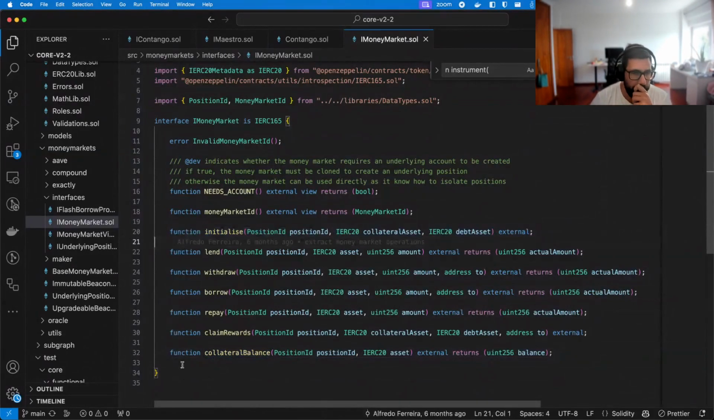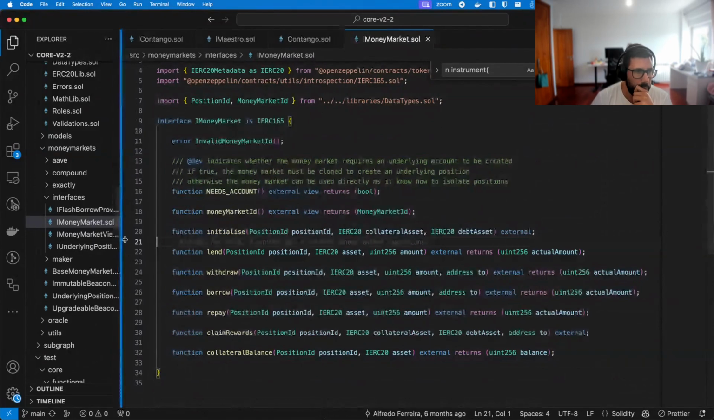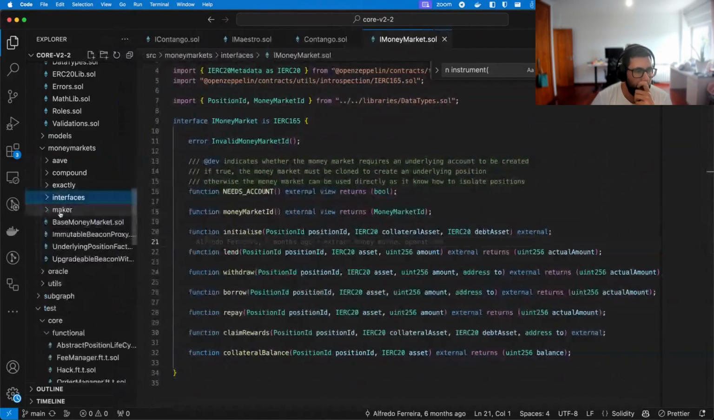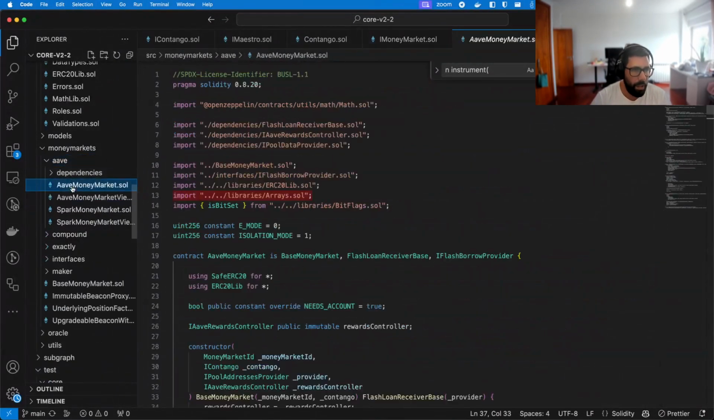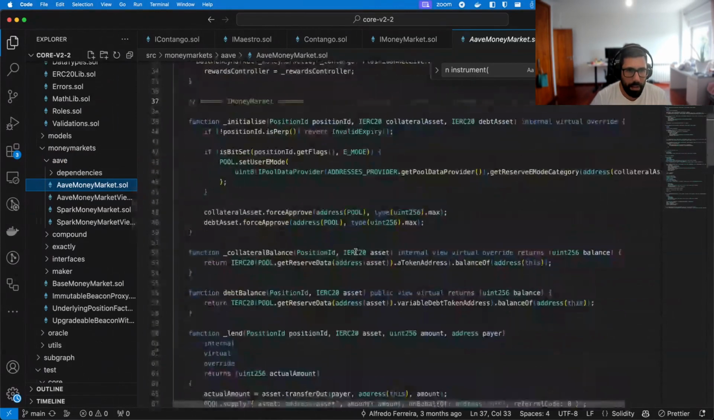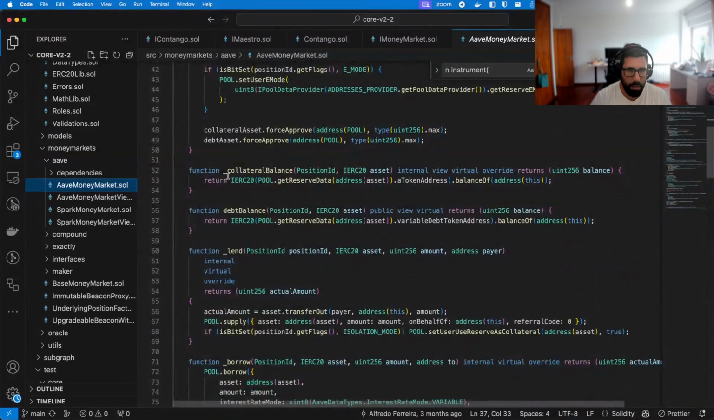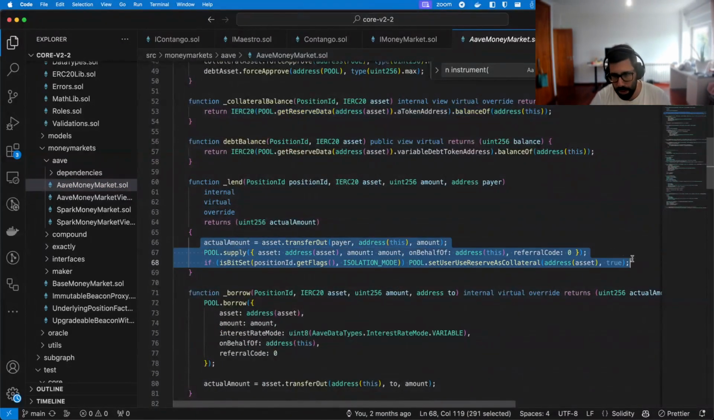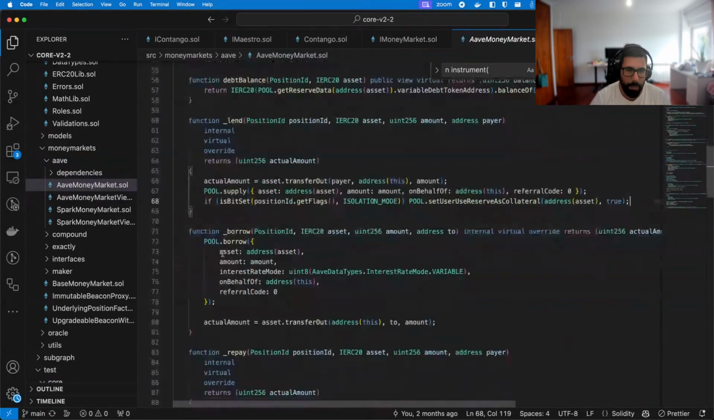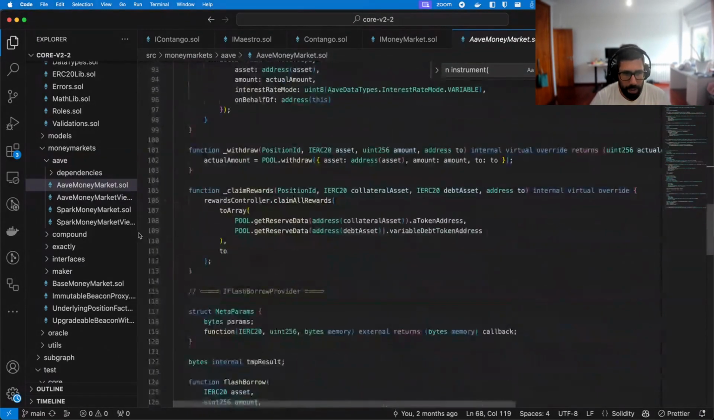But the cool thing about all of this is that we define this interface, and then we can have all these implementations that just define how to do this in particular with each one. If I open the Aave one, it's like, okay, how do I check the balance in Aave? Well, I have to do this. How do I lend in Aave? Well, I have to do this, and I have some branching here. How do I borrow? How do I repay?